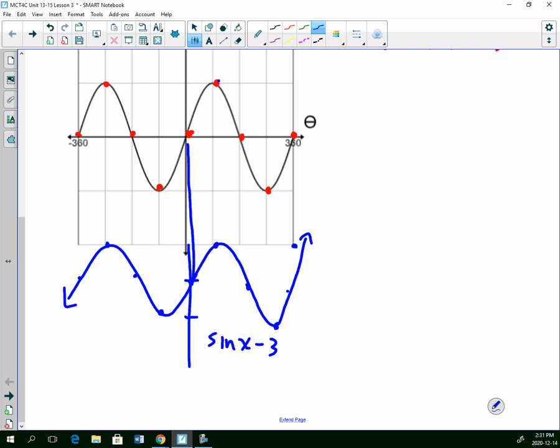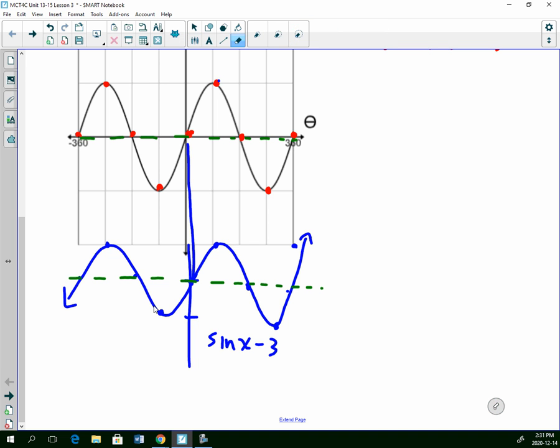Everything else stays the same. So the period stays the same, the amplitude stays the same. You'll notice now that the middle of the graph is at -3, right? So it was at 0, and now it's shifted down 3.